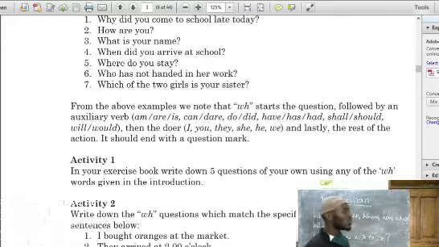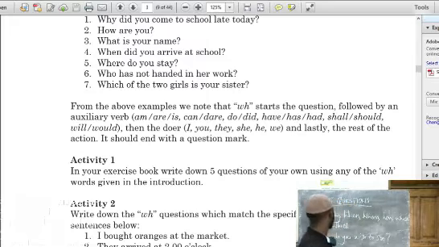Now, what is an auxiliary verb? An auxiliary verb is simply a helping verb. I'm going to give you an example. In every sentence, you must have what you call a verb or a main verb. But some sentences, to be correct, must have two verbs. You must have what we call a main verb and a helping verb, what we call the auxiliary verb.